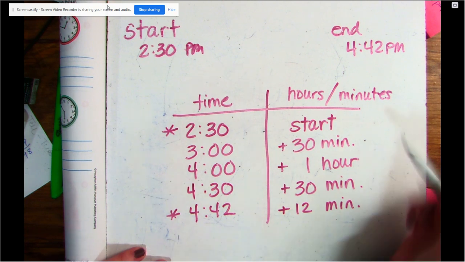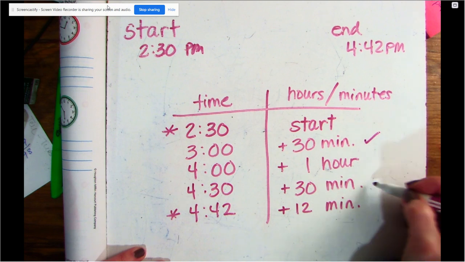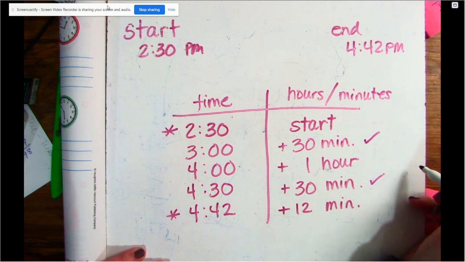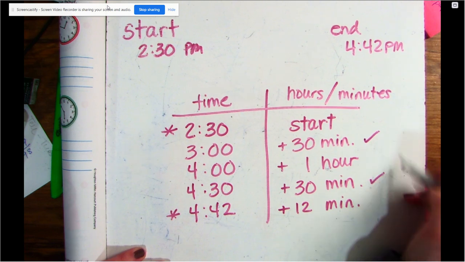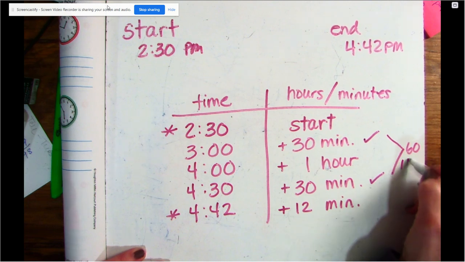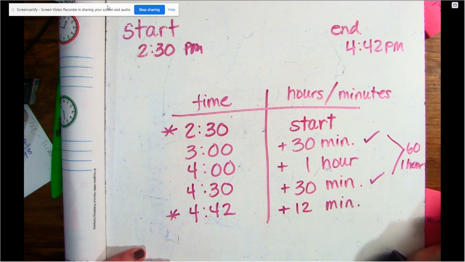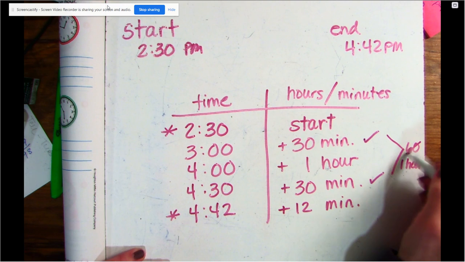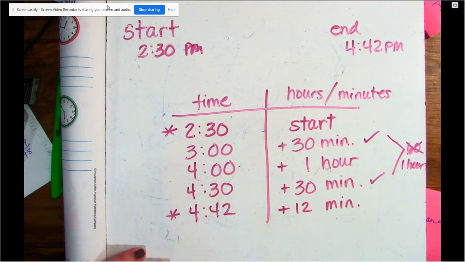I can see right here I have 30 and 30. Those are 2 half an hours. 2 half hours make 1 whole hour, right? So these two would make 60 minutes, which is the same as 1 hour, right? It's the same thing. So we could do minutes or hours. I'm going to cross that off. I want you to cross it off too, just so you know that 60 minutes equals 1 hour.